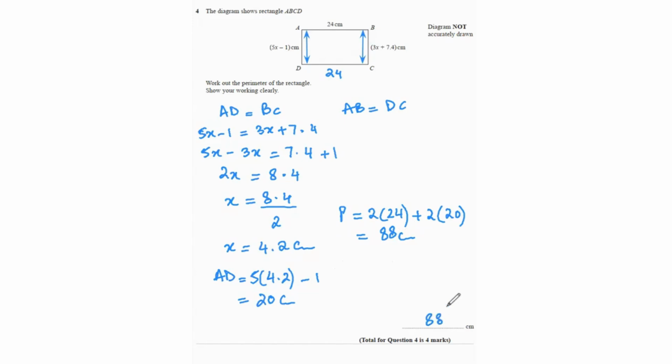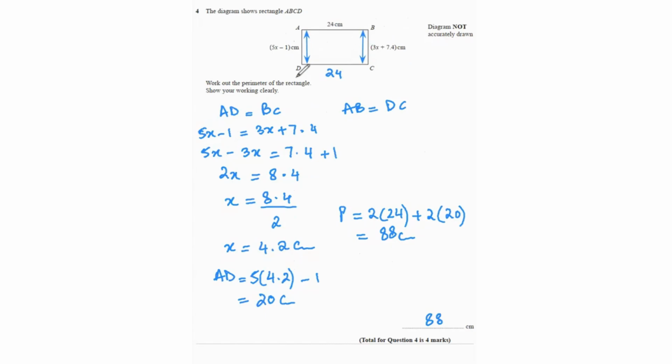If you remember your basic properties of shapes, in a rectangle, opposite sides are equal. So that means AD equals BC. Put the expressions equal to each other to figure out the value of x. Once we have the value of x, we can substitute back into either of the lengths. And then once we have the measurement, we can easily use that to find the perimeter.